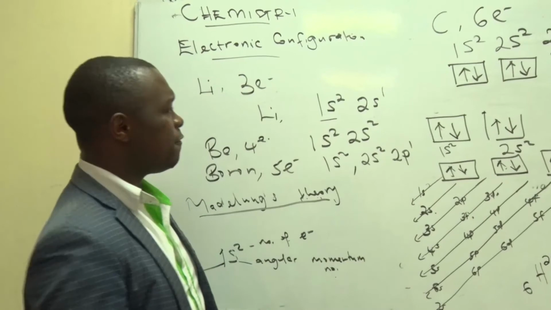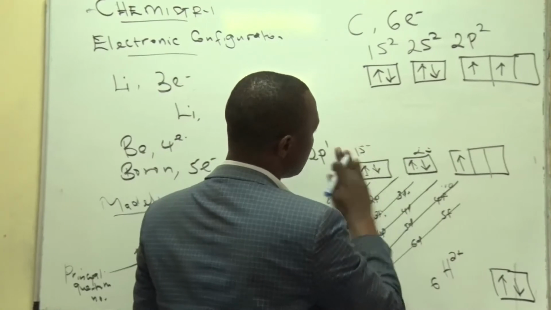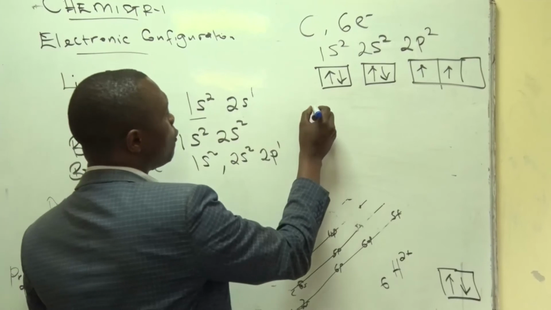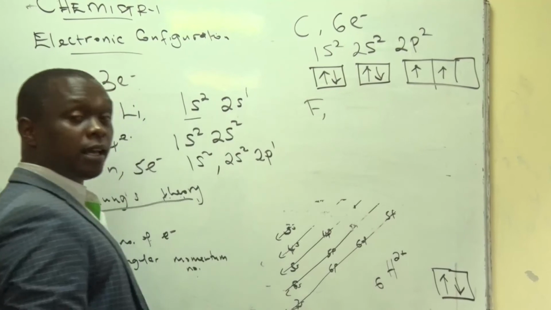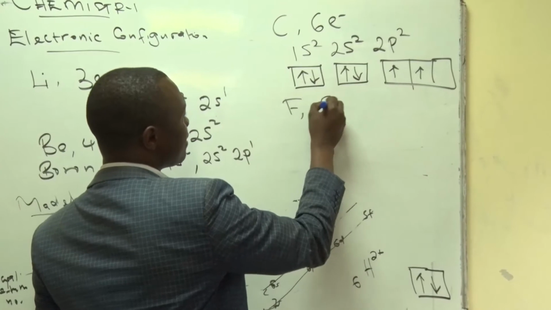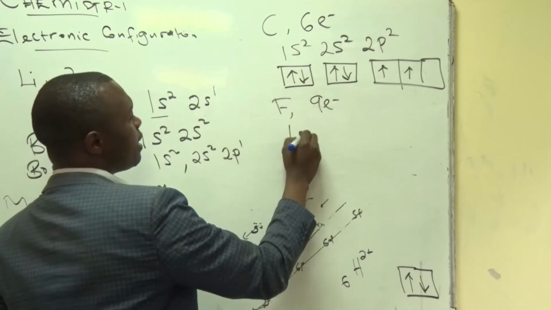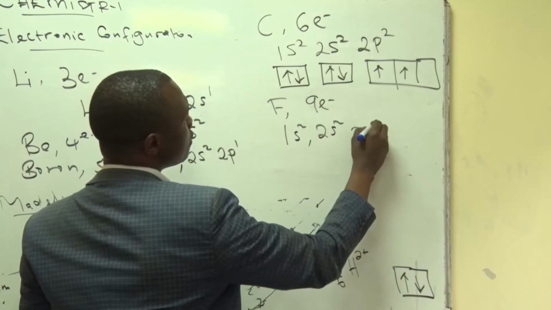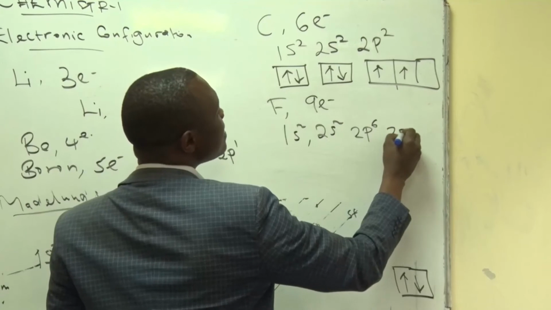So you can do very many atoms. You can assign them their electrons in their orbitals. For example, let us do the one for fluorine. Fluorine is a group 7 element, that is, the halogens. Fluorine has 9 electrons. Writing the configuration: 1s2, 2s2, 2p6. Then, as we said according to Madelung, we now go to 3s.